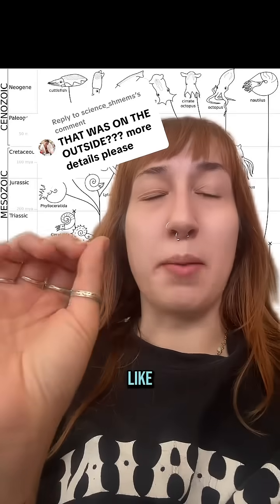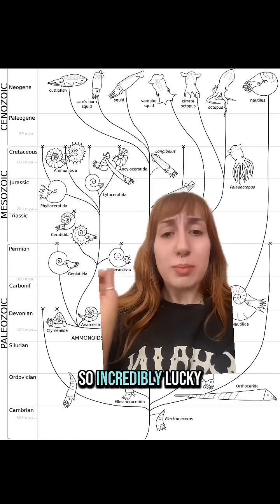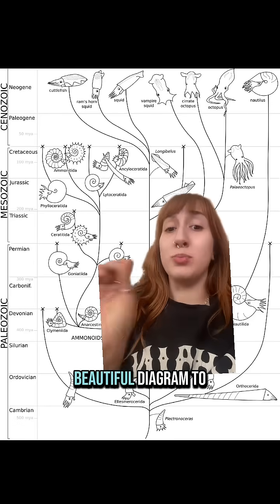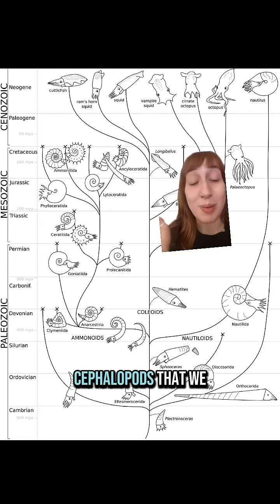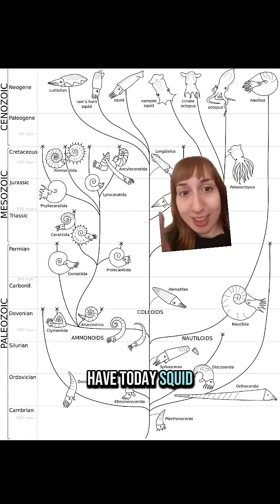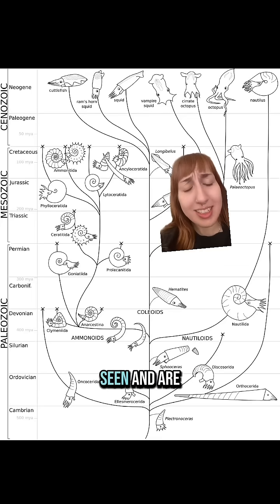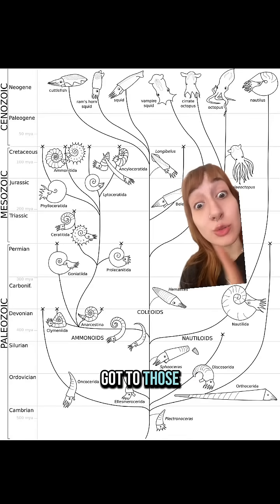Cephalopod evolution is by far my absolute favorite subject to talk about. And we are so incredibly lucky that squid scientist Dana Staff made this beautiful diagram to talk all about it. Up here, we have the cephalopods that we have today: squid, cuttlefish, nautilus, bobtails, the ones that you've seen and are pretty adorable. But what you may not know is how we got to those forms today.